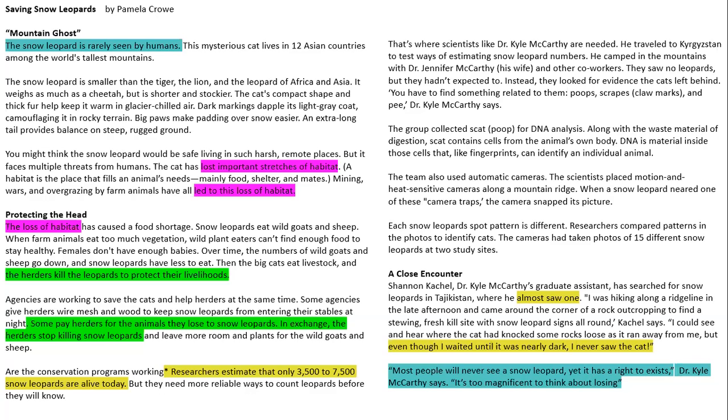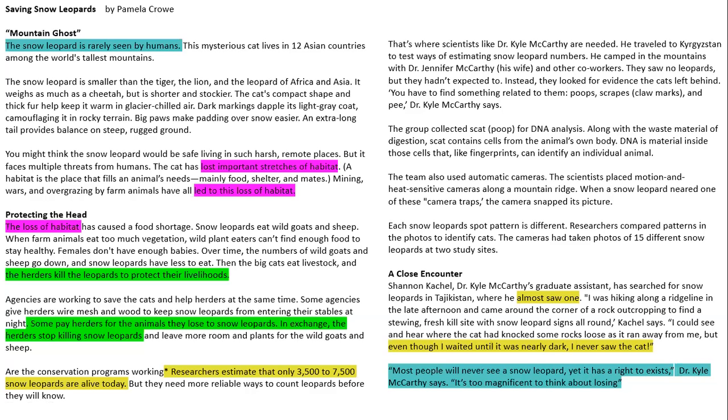Are the conservation programs working? Researchers estimate that only 3,500 to 7,500 snow leopards are alive today. But they need more reliable ways to count the leopards before they will know. That's where scientists like Dr. Kyle McCarthy are needed. He traveled to Kyrgyzstan to test ways of estimating snow leopard numbers.